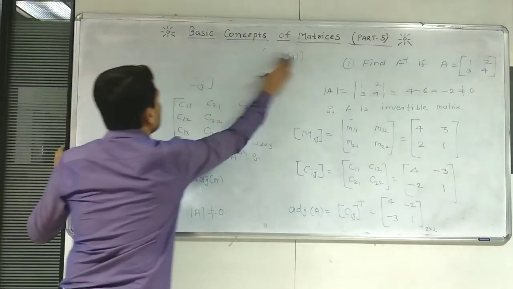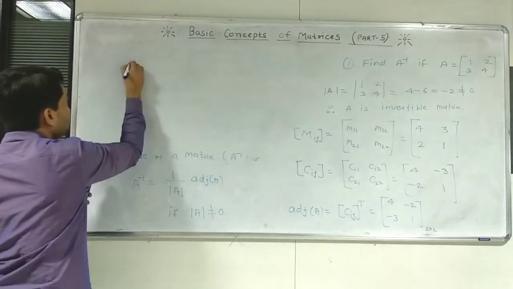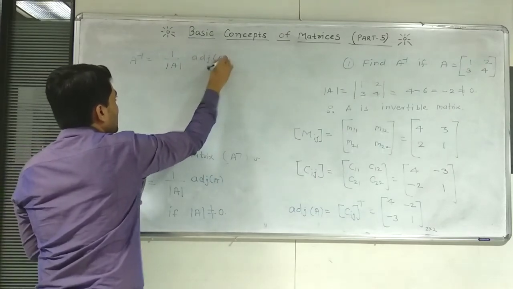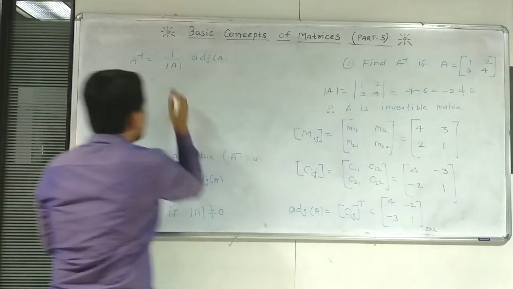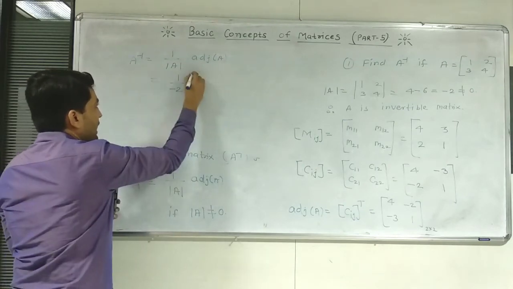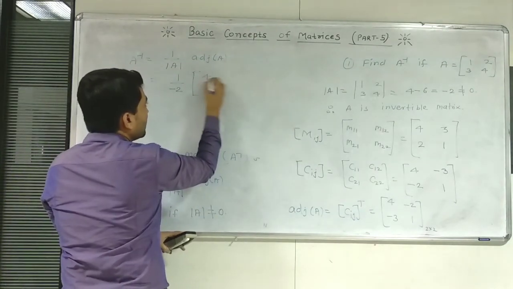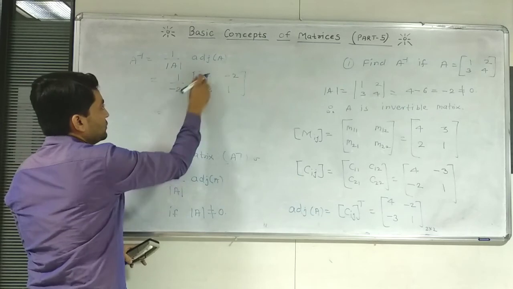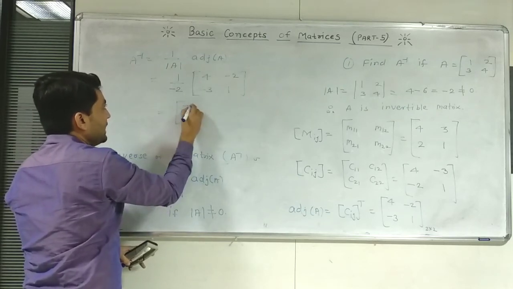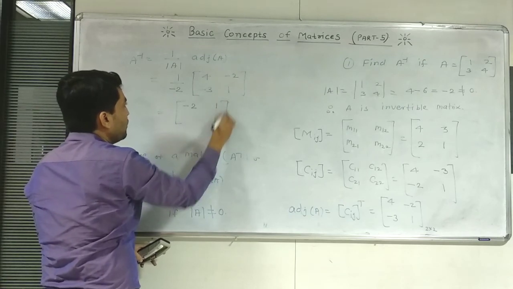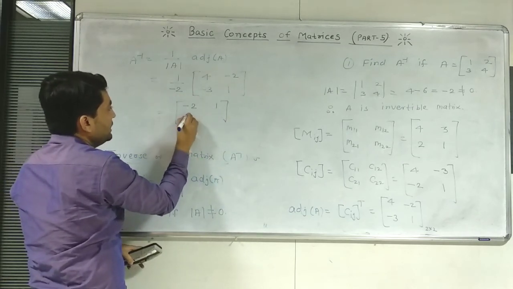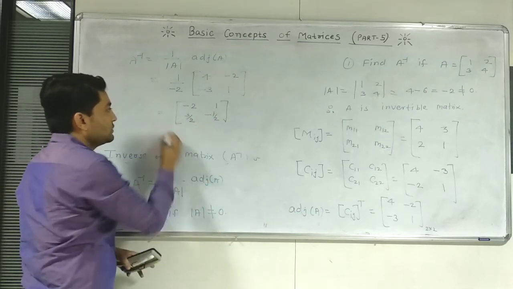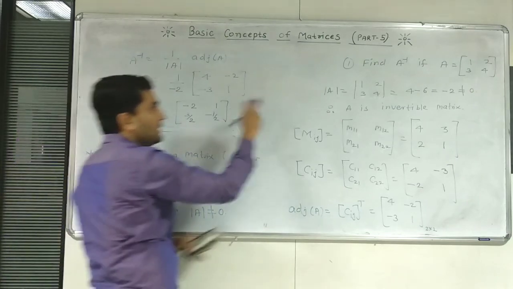For the inverse, you have to use the formula. A inverse is equal to 1 divided by determinant of A into adjoint of A. The determinant of A is minus 2, so it is 1 divided by minus 2, and the adjoint of A is 4, minus 2, minus 3 and 1. So we have to divide. 4 divided by minus 2 is minus 2. Minus 2 divided by minus 2 is 1. Minus 3 divided by minus 2 is 3 by 2, and minus 1 divided by minus 2 is minus 1 by 2. So this is called the inverse of that matrix A.